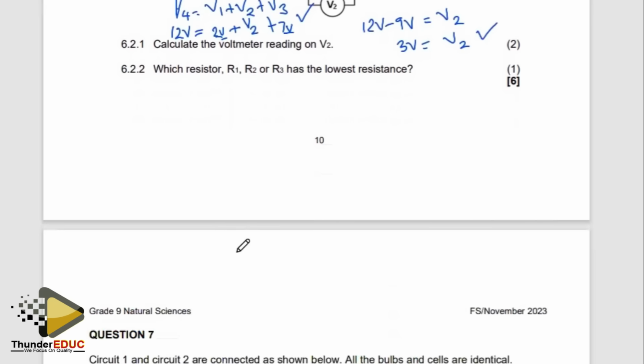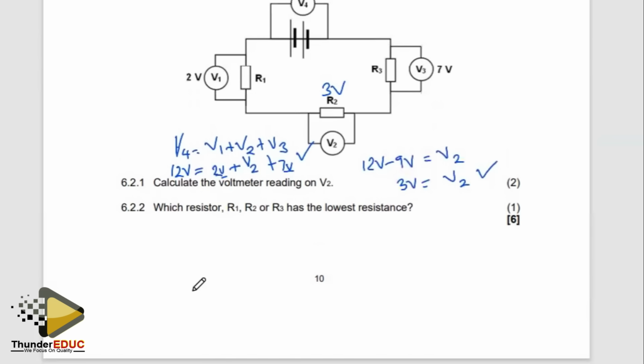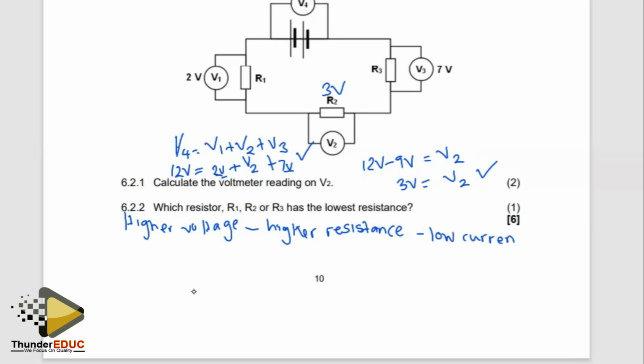Right, let's move on. Which resistor, R1, R2, or R3, has the lowest resistance? Remember we said a higher voltage gives us a higher resistance. Higher voltage gives us a higher resistance, and this gives us low current.